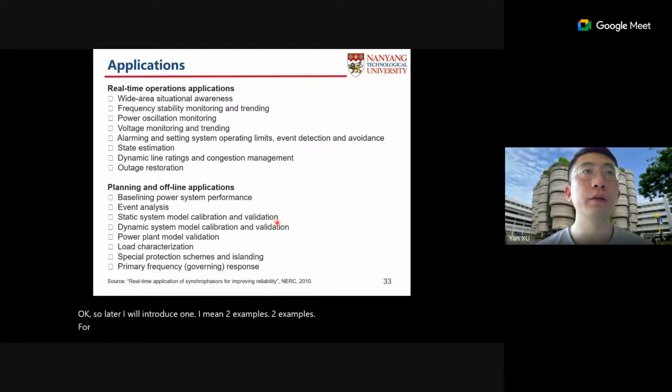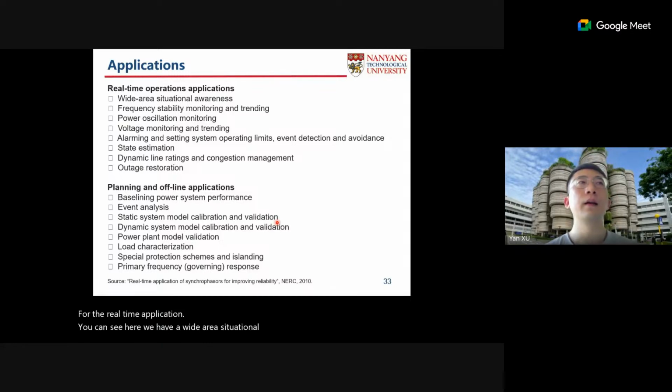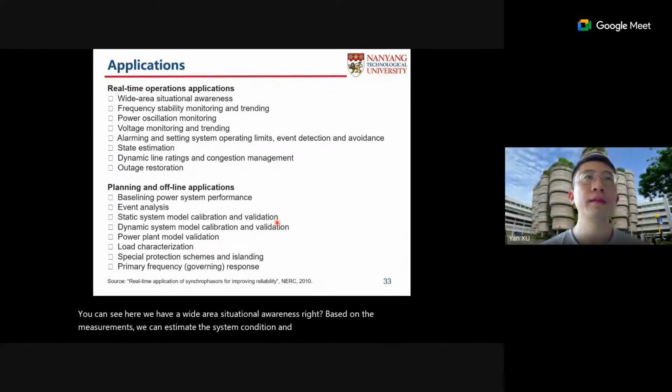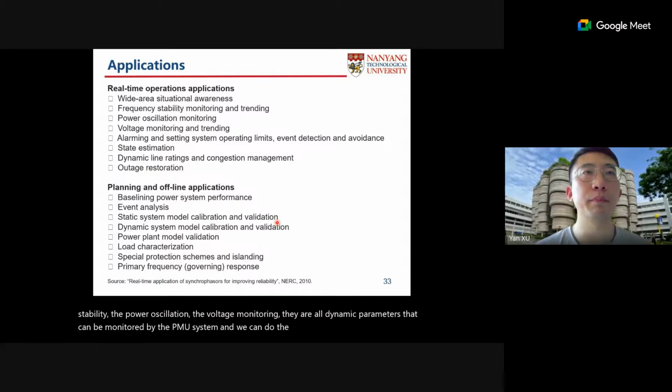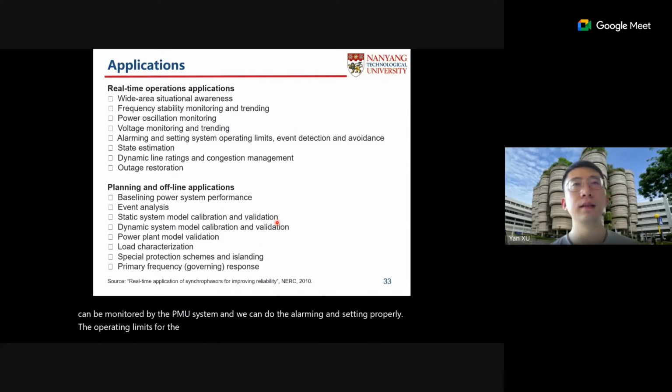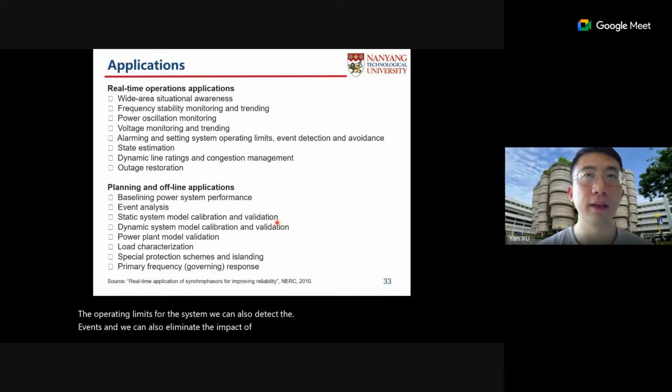For the real-time application, you can see here we have wide area situational awareness, right? Based on the measurements, we can estimate the system condition, clearly including the frequency stability, the power oscillation, and the voltage monitoring. They are all dynamic parameters that can be monitored by the PMU system. And we can do the alarming and properly set the operating limits for the system. We can also detect the events, and we can also eliminate the impact of the contingency event. And we can also do the dynamic state estimation.